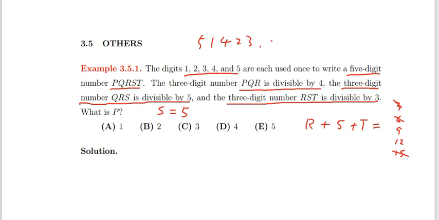Because there's 6, R and T, one of them should be 0. So the only case is R plus 5 plus T equal to 9 or 12. Let's check the 2 possibilities. If this equals 9, then R plus T equals 4, so for RT we have only 2 solutions: 1 3 or 3 1. Okay, let's check both of them.